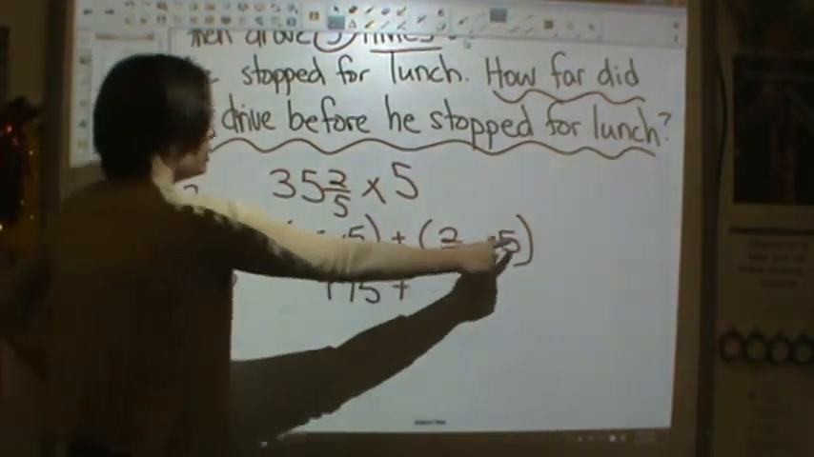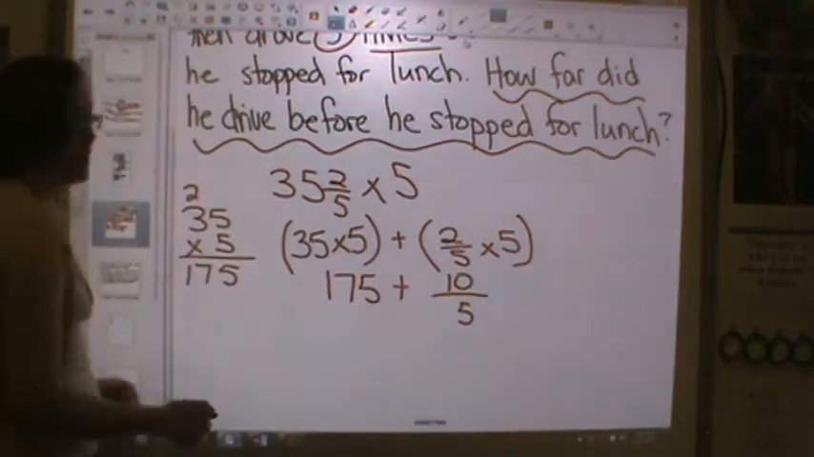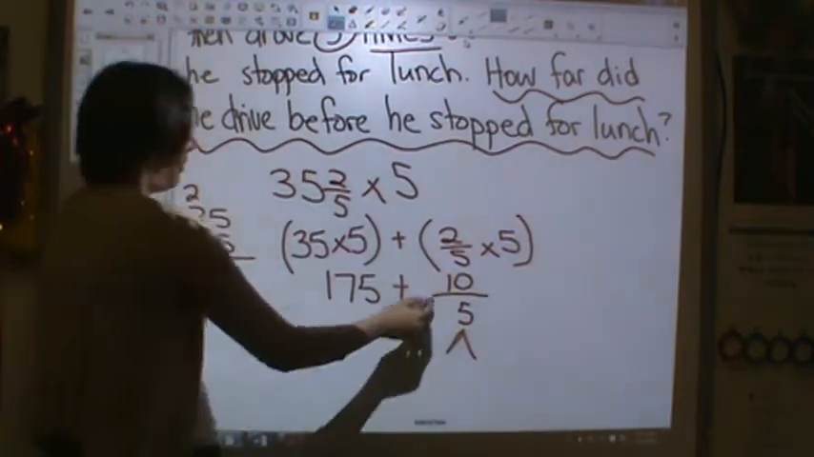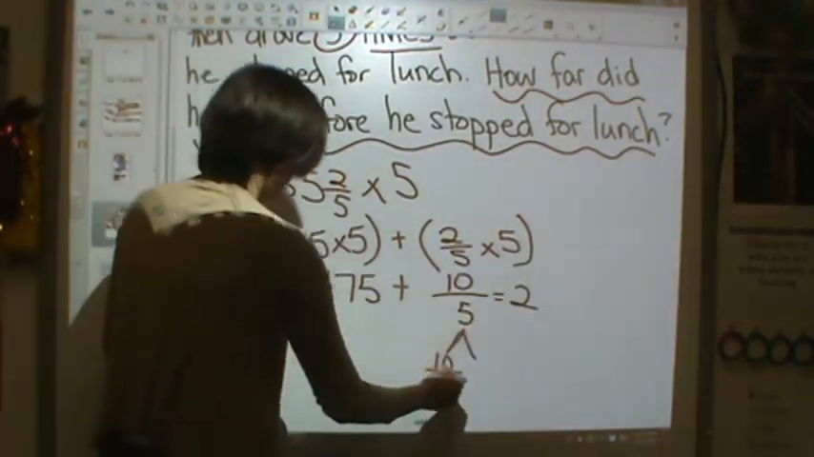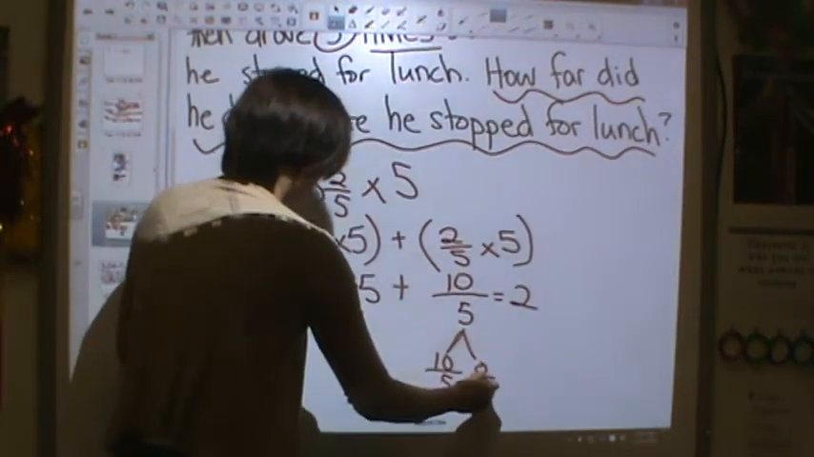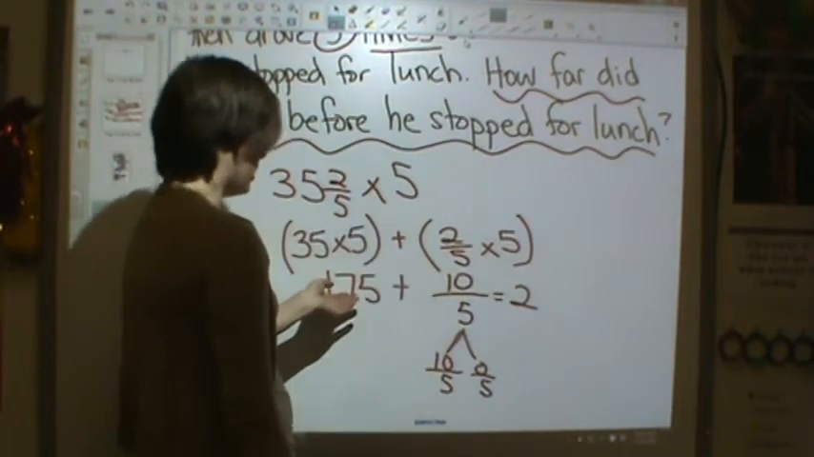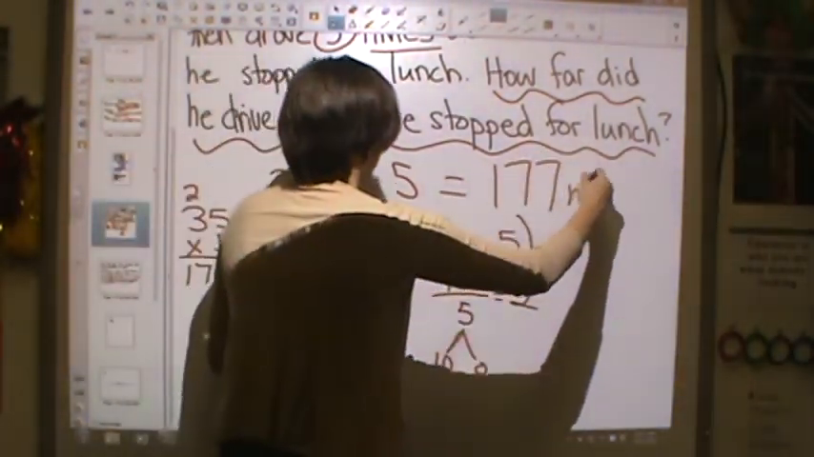That gives 175 plus, what is 2 times 5? That is 10. The denominator stays the same. Now this is an improper fraction, so we need to change it into a mixed number. How many 5s are in 10? 2. 10 tenths, and there are 0 remainders, right? So I have 175 plus 2 is 177 miles.